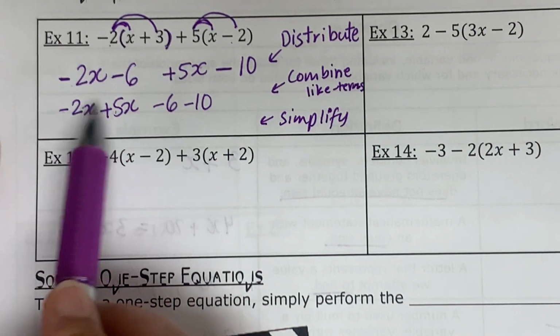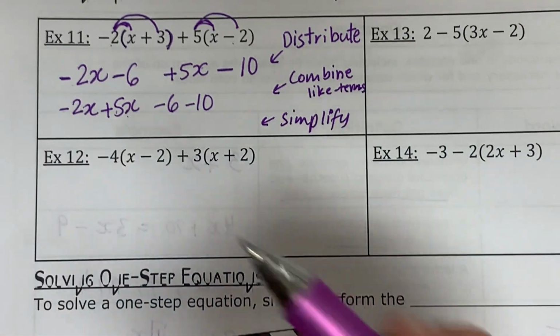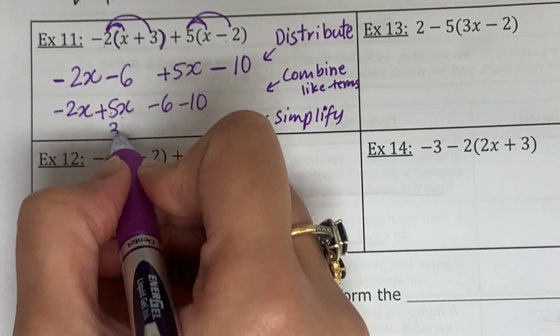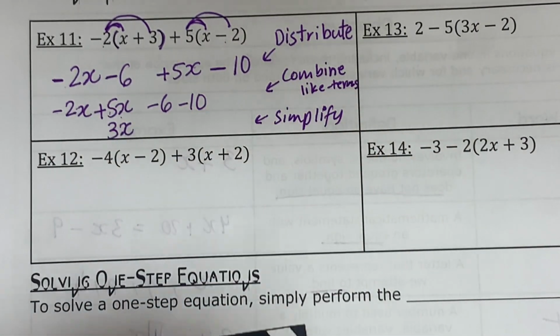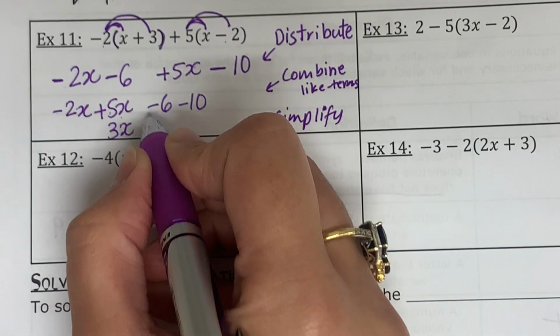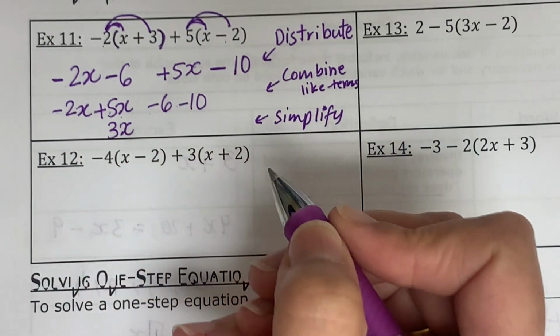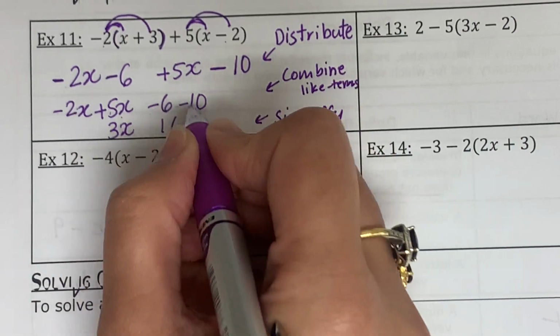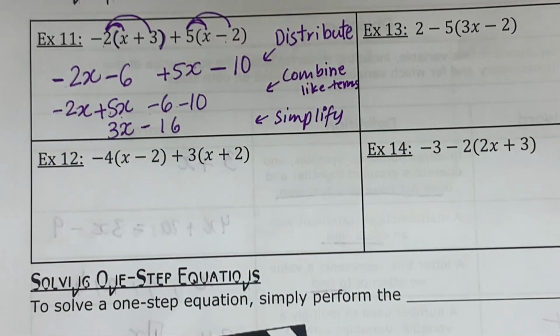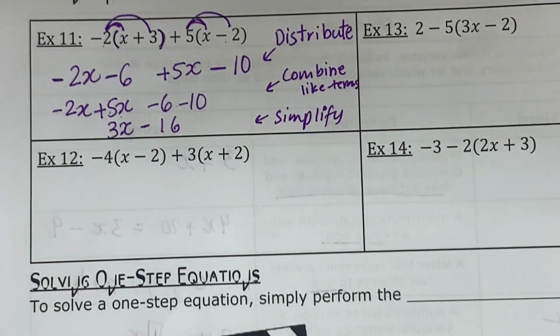Negative, positive, different signs, you subtract the numbers. So I'm going to subtract: 5 minus 2 is 3x. Keep the sign of the greater number. Plus is greater, so leave it there. Same sign, negative 6 minus 10. Same sign, you add the numbers. So 10 plus 6 is 16. Keep the sign of the greater number, it's a minus. So 3x minus 16 is your answer.